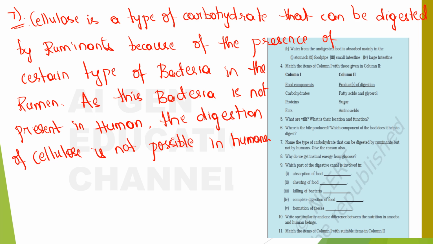Right? Alright. Cellulose is a type of carbohydrate that can be digested by ruminants because of the presence of certain type of bacteria in the rumen. As this bacteria is not present in the human digestive system, the digestion of cellulose is not possible in humans, right? Next question. We are done with the seventh one.